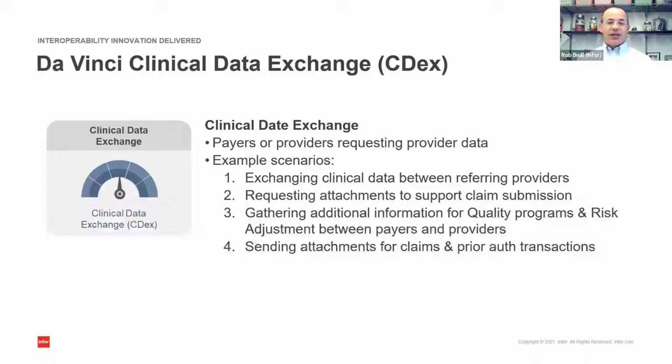It could involve exchanging clinical data between referring providers. It could involve requesting attachments to support a claim that was submitted. It could involve quality programs or risk adjustment, or it could be tied to prior authorization, where a prior authorization was submitted, but the payer needs more information, so they request that additional information from the provider.